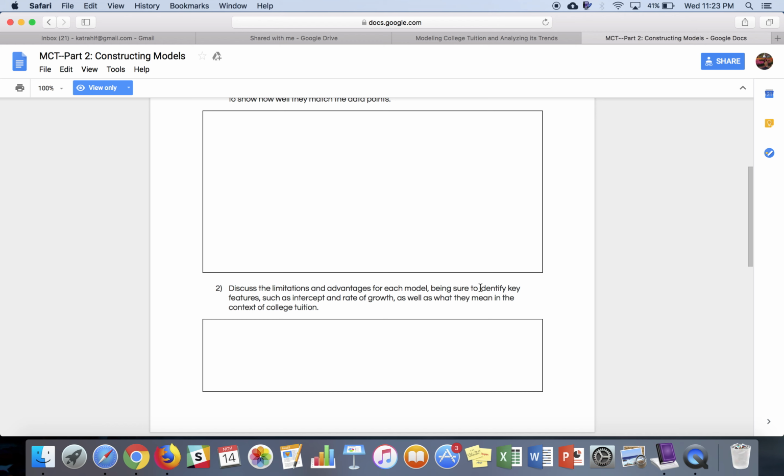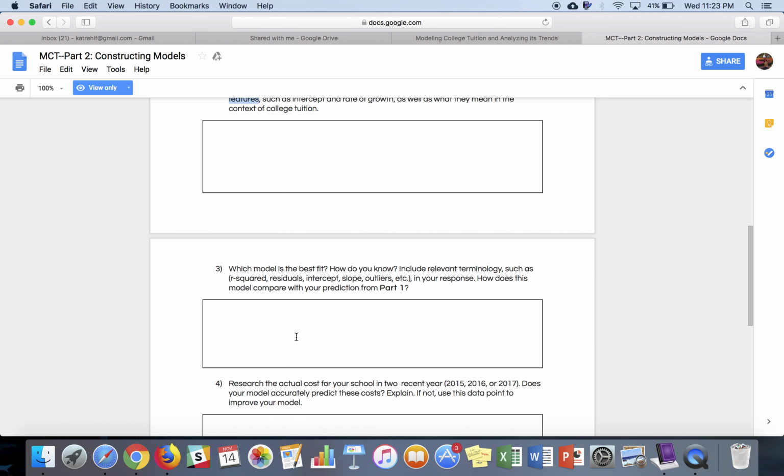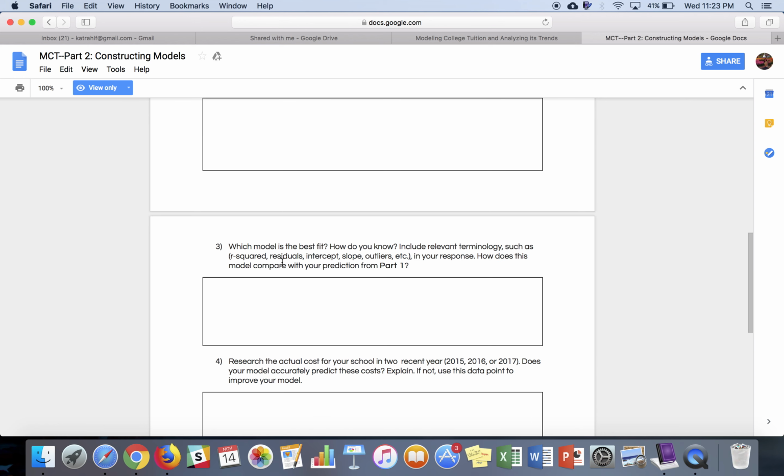And then identify those key features. Remember how I was talking about that, like here's the slope. This is how much it's growing each year. Here's the y-intercept. That's the starting amount. If you use exponential, here's the starting amount. Here's the growth rate. What do they mean in context of the college tuition? And then which one do you think is the best fit? How do you know? Make sure you include the relevant terminology like r squared.